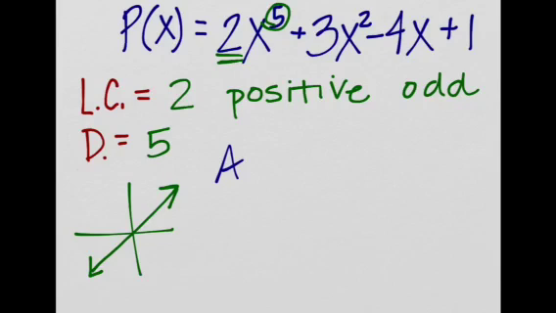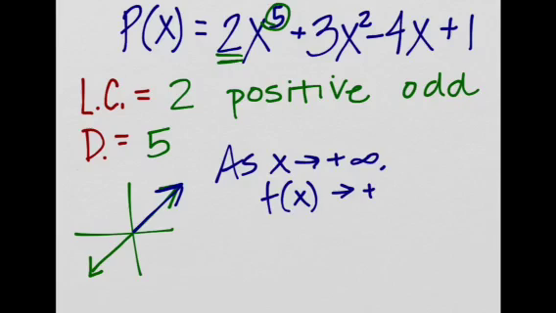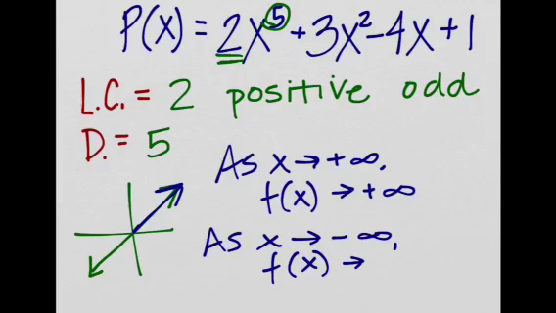So as x is approaching positive infinity, so as x is getting bigger, what is happening to our y values? Our f of x is also approaching positive infinity. And then as x approaches negative infinity, so as x gets smaller, our f of x is going to approach negative infinity. So you don't necessarily have to memorize the end behaviors for each of these 4 different graphs, but if you can sketch the graph that represents the positive odd function, you can use that graph to come up with your final end behavior.